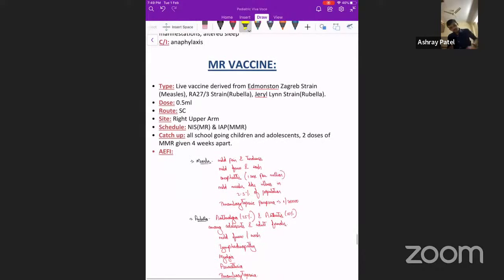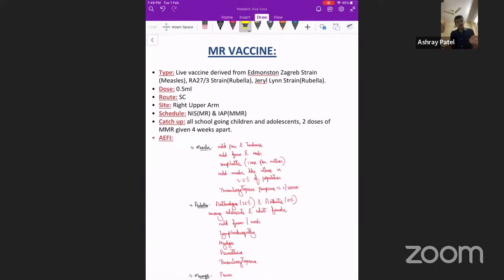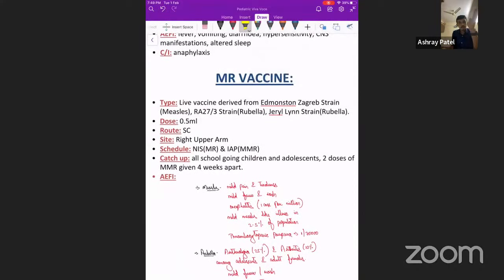Next is the MR or the MMR vaccine. MMR is recommended under IAP and MR is recommended under the national immunization schedule. So what is the type? MR or MMR is a live vaccine. Measles is derived from the Edmonton Zagreb strain. Rubella is the RA27/3 strain, and mumps is the Jeryl Lynn strain. So please remember the names of these three strains. The examiners will invariably end up asking this.